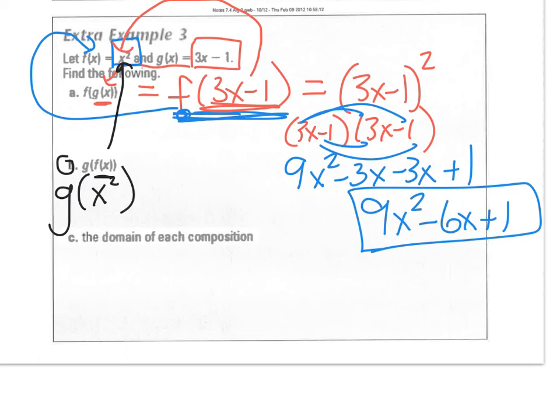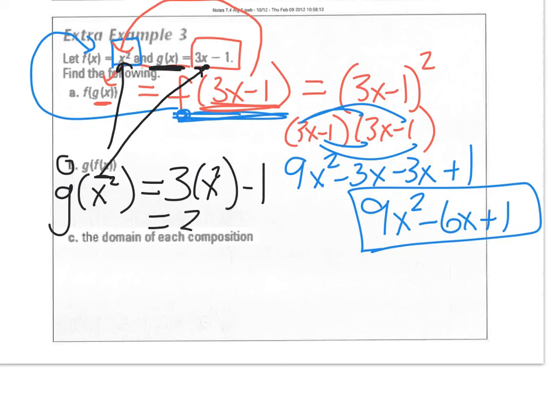Now it tells me to go to the g function, so I eyeball the g function. Wherever I see the x in the g function, which is right there, I put this value. So I'm going to write 3 times x squared minus 1, and this simplifies to 3x squared minus 1, which is what I put for my answer. Now that's one method to solve this.